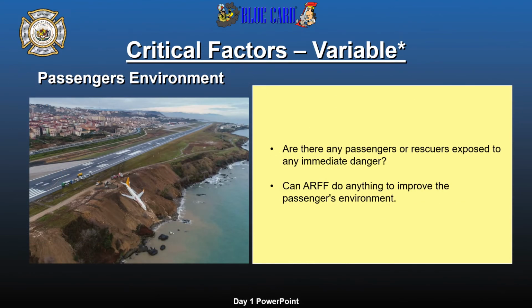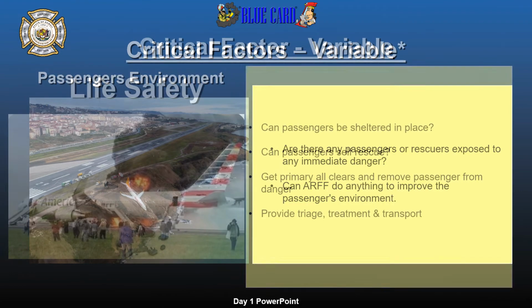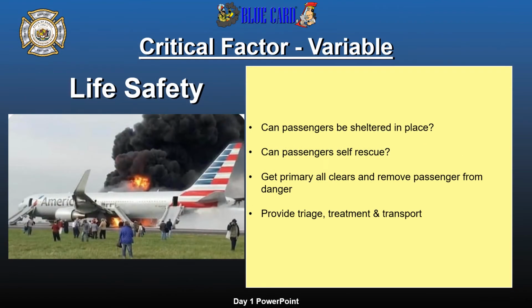Passenger's environment is a variable critical factor. We're looking at any immediate dangers that are exposing our passengers and our rescuers. Also, can ARFF do anything to improve the passenger's environment? Life safety is our most important critical factor. Here we want to quickly as possible remove any passengers from immediate danger or protect them in place. Provide triage, treatment, and transport of any injured.